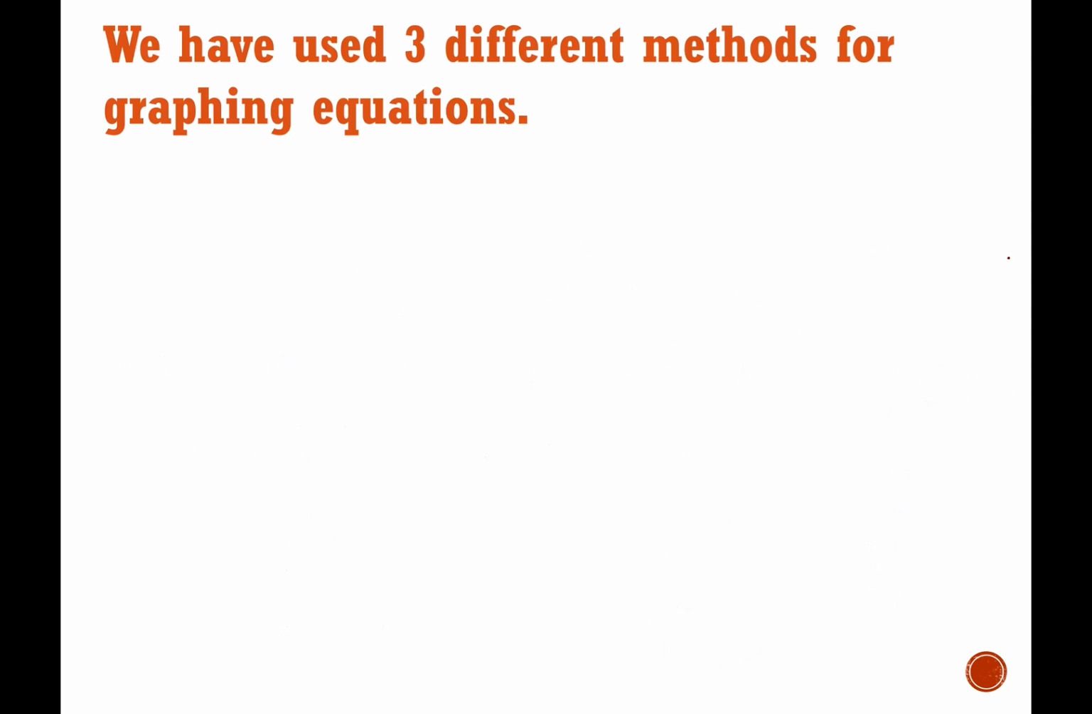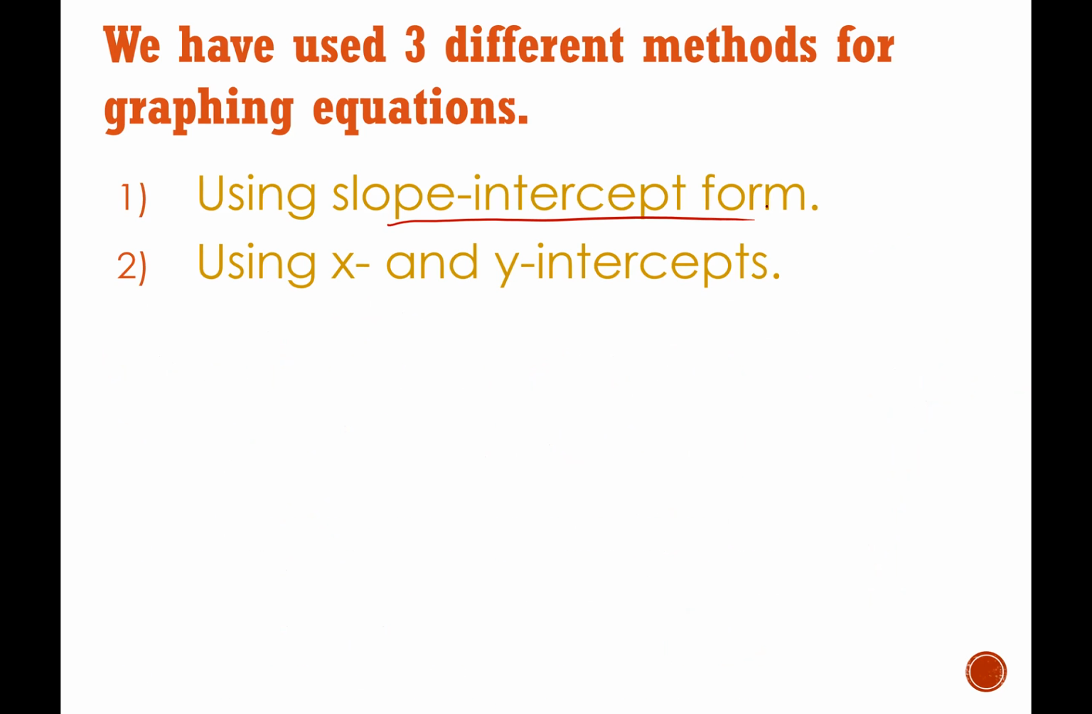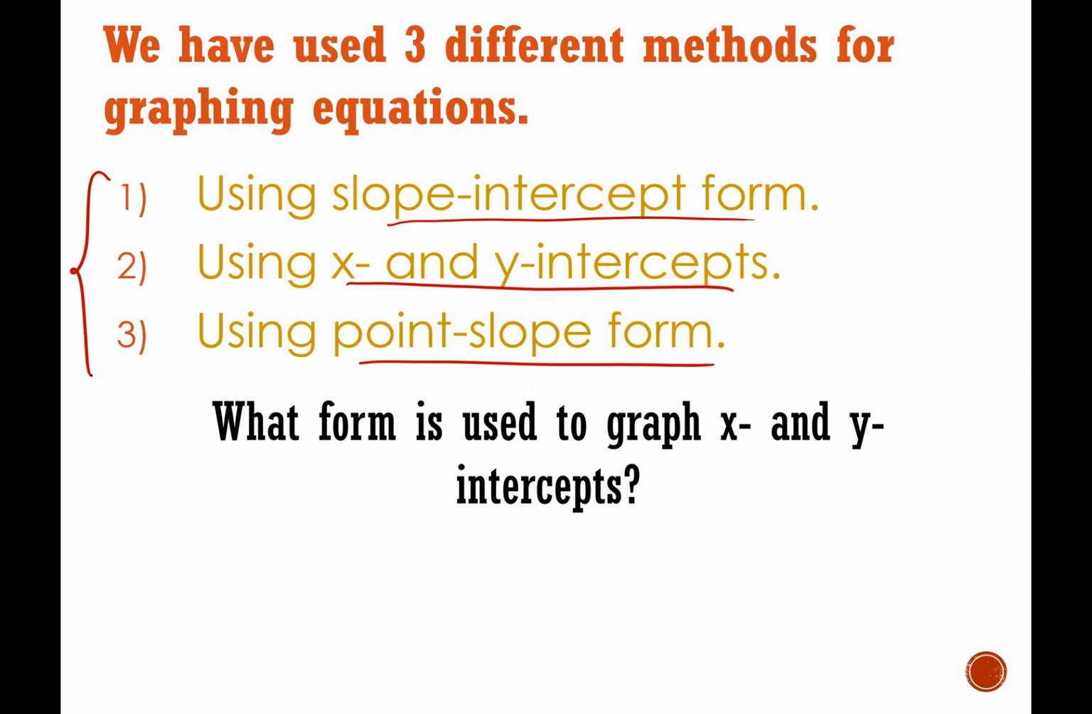So now we have already used 3 different methods for graphing equations. Slope-intercept form, where we know the slope and we know the intercept. We also used the x- and y-intercepts, and also point-slope form, right? So there are 3 different major tools we can use to graph a linear equation. And which form is used to graph with the x- and y-intercepts? Standard form, right?